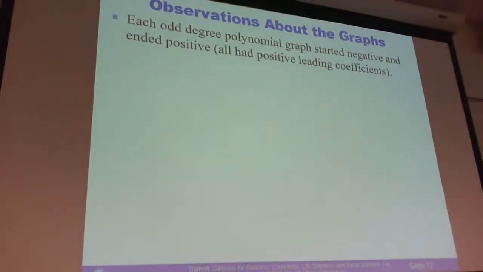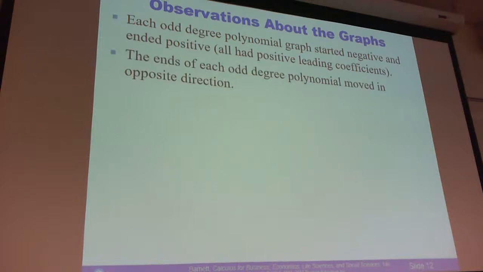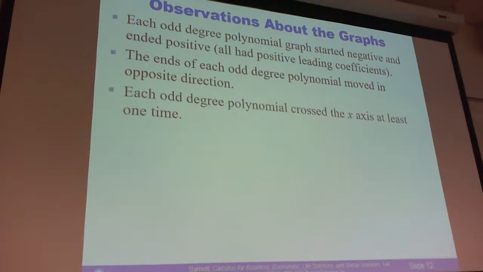Each odd degree polynomial graph started negative and ended positive. All had positive leading coefficients. The ends of each odd degree polynomial moved in opposite directions. Each odd degree polynomial crossed the x-axis at least one time.